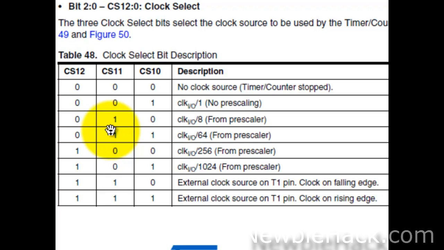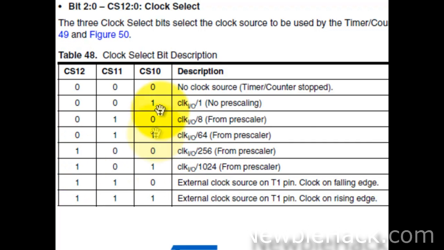You can see that the CS10 that we used before has 1 pre-scaling, or no pre-scaling, it's essentially 1. And the CS11, if you turn that on and have both CS12 and CS10 off, you have pre-scaling of 8. 64 is if the 10 and 11 are on. 256 pre-scaling is if the 12 is on. And 1024 is if the 10 and 12 are on.